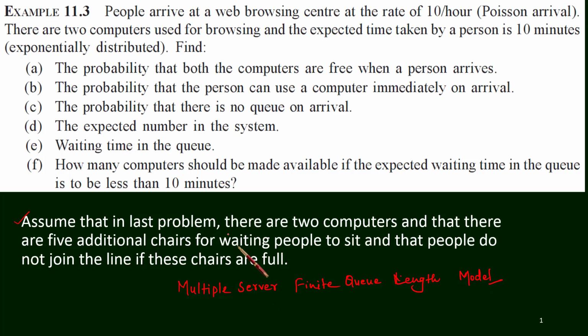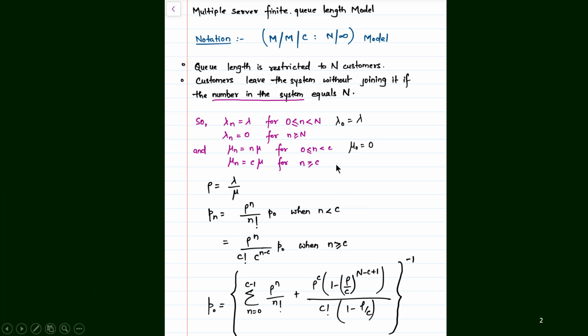Okay. So how is this one solved? We have already seen the different formulas, like the value of rho, the value of Pn, the value of P naught, the length of Q, the length of system, then the waiting in the queue and waiting in the system. So only these things are required. We will not be deriving all of these, rather we will directly use them.